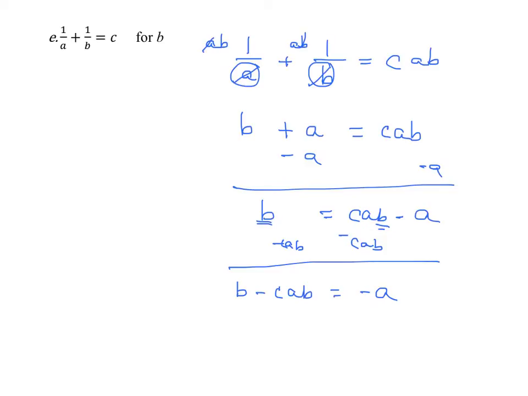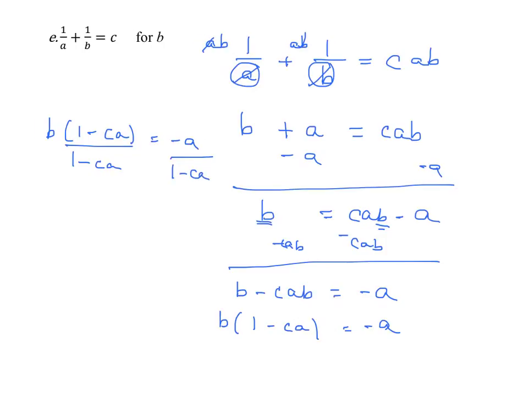With me so far? Now I'm going to do a factoring step. I'm going to factor out the greatest common factor of B, so I get B times (1 minus cA) is equal to negative A. Now I'm all set. I just divide both sides by 1 minus cA. So I get B is equal to negative A over (1 minus cA).